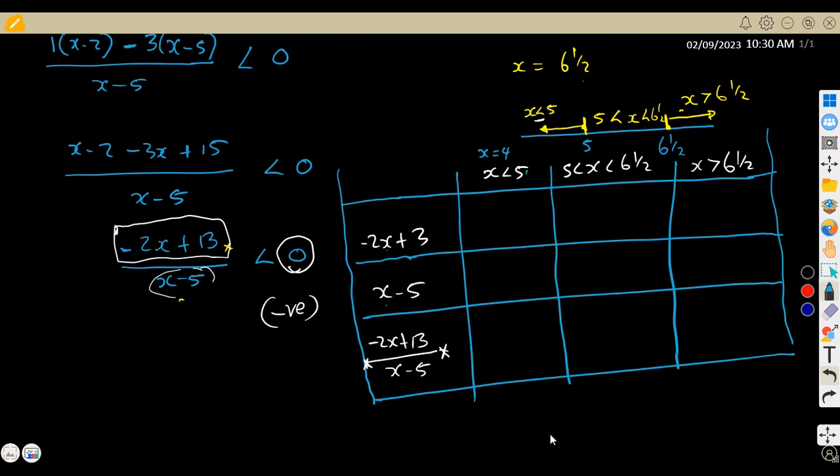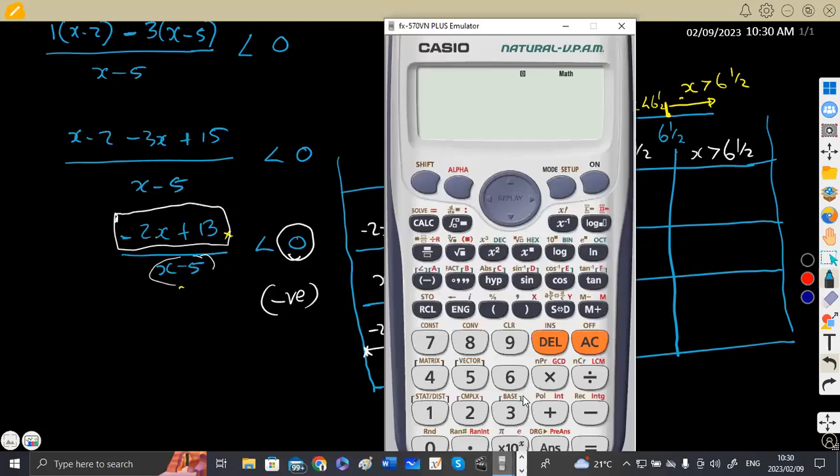All right, so let me just share the whole screen so that we can put the calculator here. Let me show the whole screen. I hope we can see the calculator now. All right, so this is what I'm going to do.